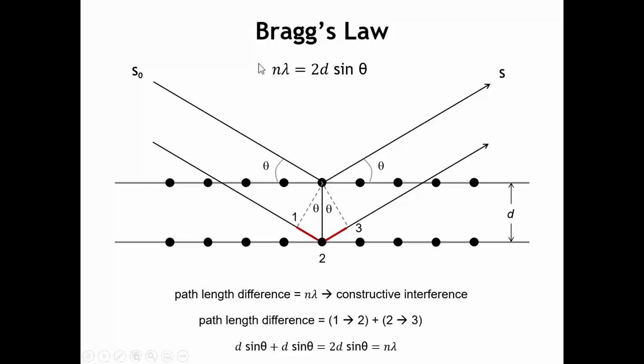And this relationship, n lambda equals 2d sine theta, is probably one of the more famous equations in science. This is called Bragg's law, named after the father and son team, the Braggs, who discovered this relationship in the early 20th century, and then used it to determine the structures of several simple crystals. We might also rearrange this, if we were so inclined, to say that the angle theta that satisfies this condition is the arc sine of n lambda divided by 2d.